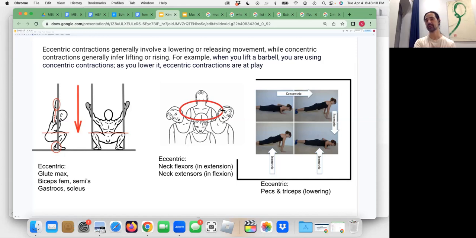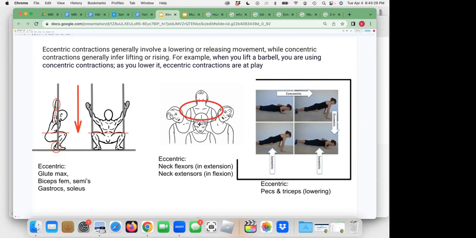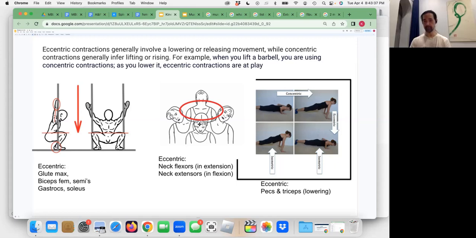Okay, now the flexors, I want to know about the flexors and the extensors of the neck. Ignore the sideways, the side flexion. So if you flex your neck, dropping the chin to the chest, where is the eccentric contraction? When you flex your neck, where is the eccentric contraction? In the flexors or in the extensors?